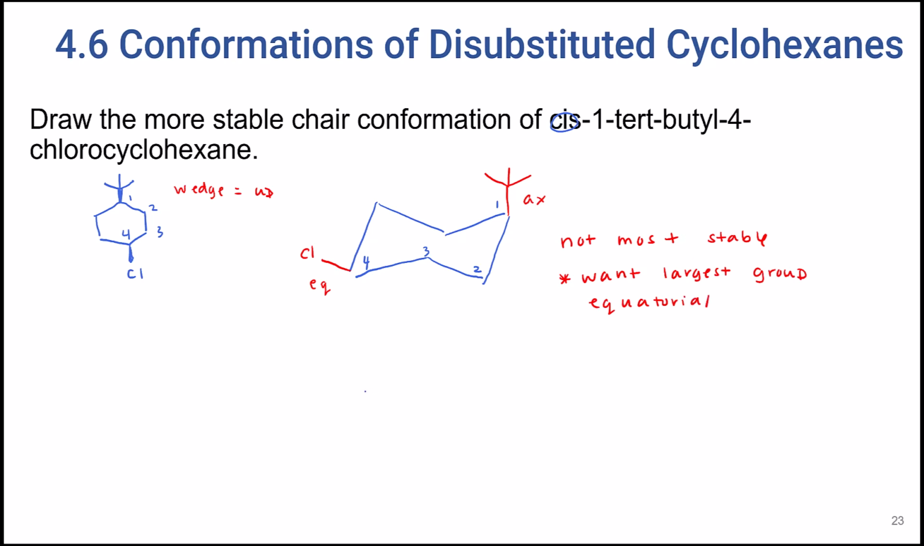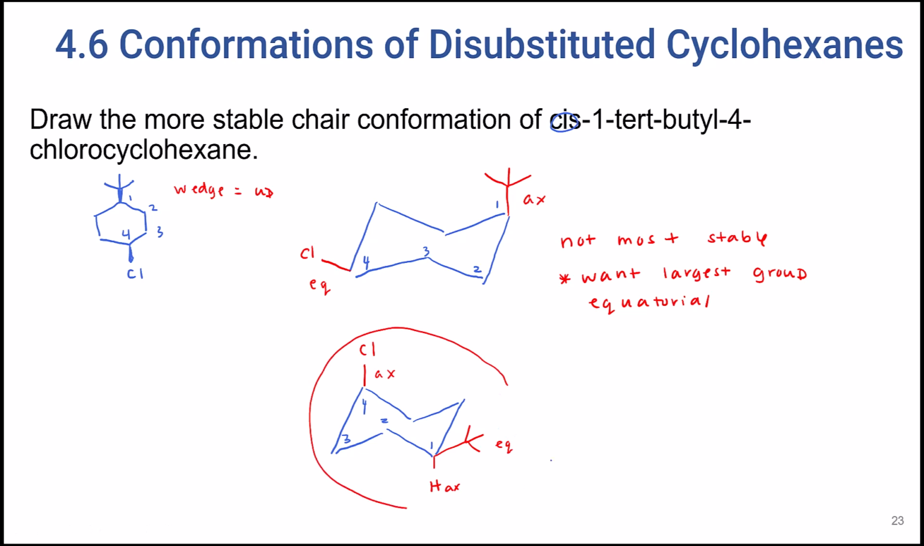Okay, so what I can do is just draw another chair. And I can just start my numbering one carbon over. So at 1, my tert butyl group is up. So that's going to be equatorial because the corner is pointing down. So that hydrogen is going to be axial. And then at 4, my up is chlorine. So I have 1 axial and 1 equatorial. The chlorine is axial. My tert butyl is equatorial, and I want the largest group in the equatorial position. That's the most stable one. So this is the most stable.